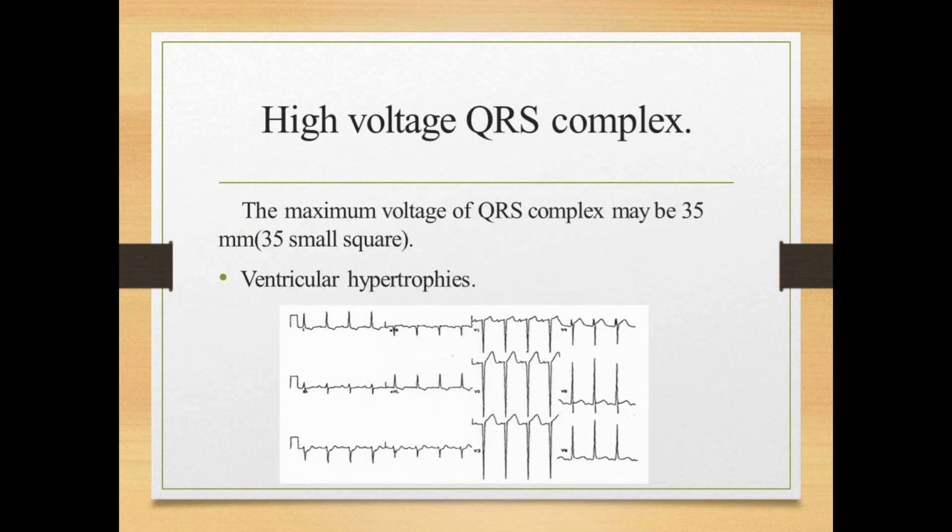Then the other abnormality of the QRS complex is a high voltage QRS complex. This is mainly seen in ventricular hypertrophies. The maximum voltage of the QRS complex may be 35 millimeter. You can see in this ECG, the QRS complexes are so deep. This is a very high voltage QRS complex, seen mainly in ventricular hypertrophies. This is a left ventricular hypertrophy ECG, so you can find these changes in the ECG.